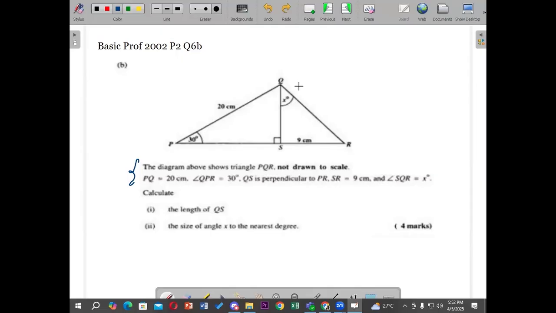Now remember what I said earlier, not drawn to scale is there for a reason, not just because they wanted to make your life hard. They put that there because they know there are students who would think, oh, it's a diagram, I'm going to take my ruler and measure it. It's not going to work out because the diagram is not drawn to scale. You can't measure the side and guess an answer and write it down. You have to use trigonometry to get your answer. We're going to get there in a little bit.